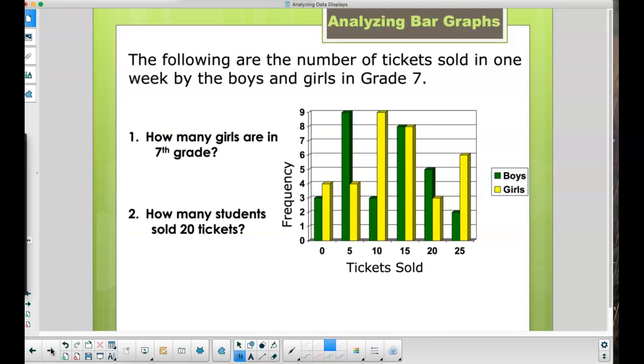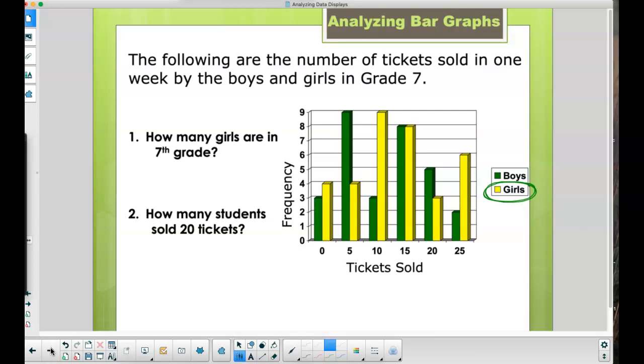How many girls are in 7th grade? How are we going to figure out how many girls are in 7th grade? Oh, Brooklyn. There's a key at this. There's a key over here. So the girls are on your paper, the white columns. Up here, it's the yellow ones. Okay? So what do we do with all the white or yellow bars? What do we have to do?